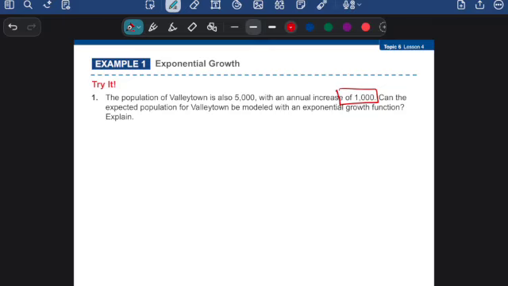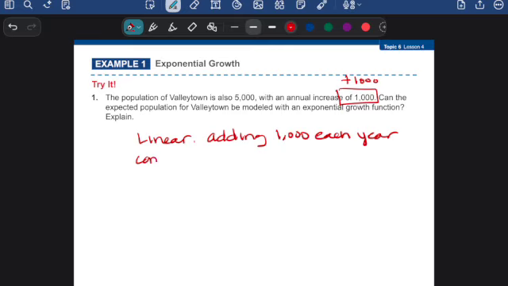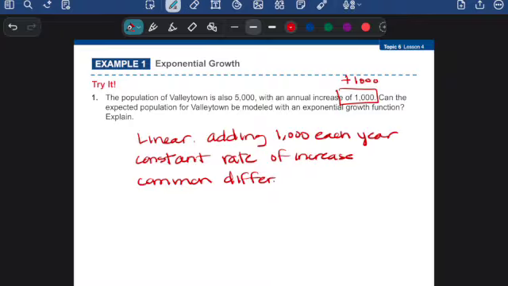So what does that mean? Are we multiplying by 1,000, or are we adding 1,000 every year? Well, that means we're adding 1,000 people every year. So if I'm adding over and over again, is that exponential? Nope, that is linear. Okay, we're adding 1,000 each year. So that is a linear function. It has a constant rate of increase. We're not multiplying over and over again. This is also called the common difference. It's not a common ratio. The difference is we're adding 1,000. Okay, so since it has a common difference, we know this is linear.